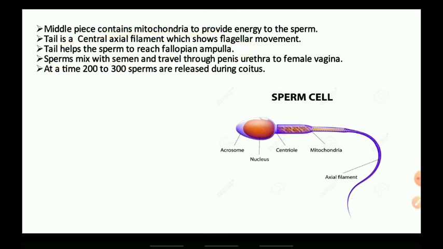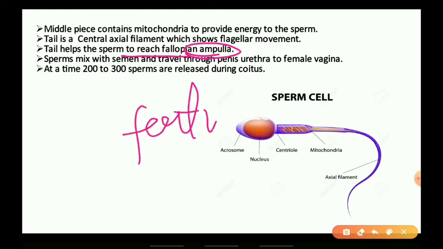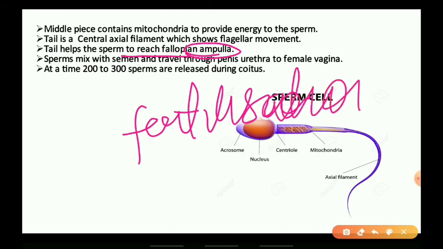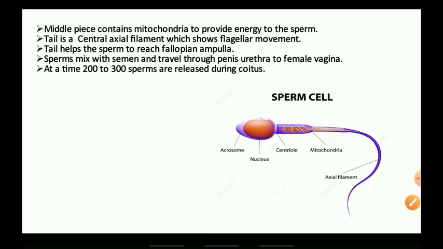The tail helps the sperm to reach the ampulla of the fallopian tube. In the ampulla of the fallopian tube, the fertilization process occurs. So the sperms, after ejaculation, go through the vagina, through the cervix region, and from there to the uterus, and they have to go to the fallopian tube's ampulla.